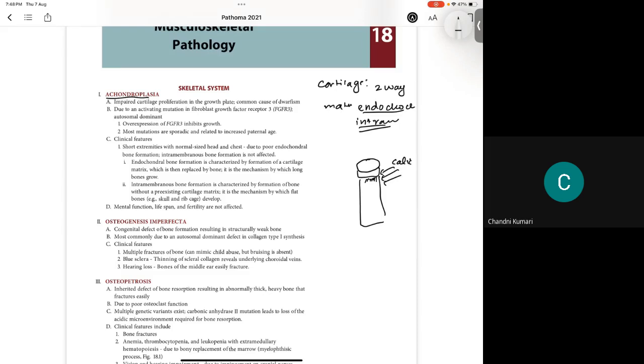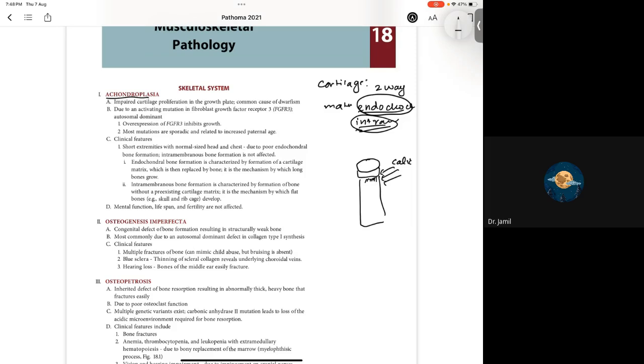So what do you think? Which ossification is going to be disturbed in this individual? Endochondral ossification or intramembranous, if you have a problem with chondrocytes, with cartilage? Endochondral. It means that the long bones are going to be affected. Am I right? And the flat bones are not going to be affected because they have nothing to do with chondrocytes. Am I right?